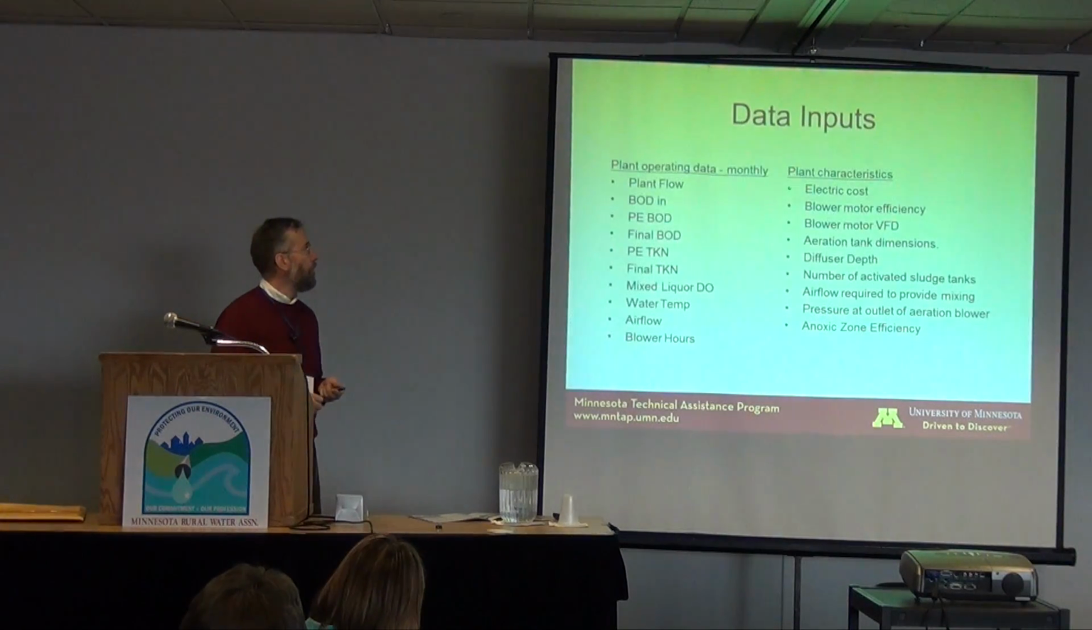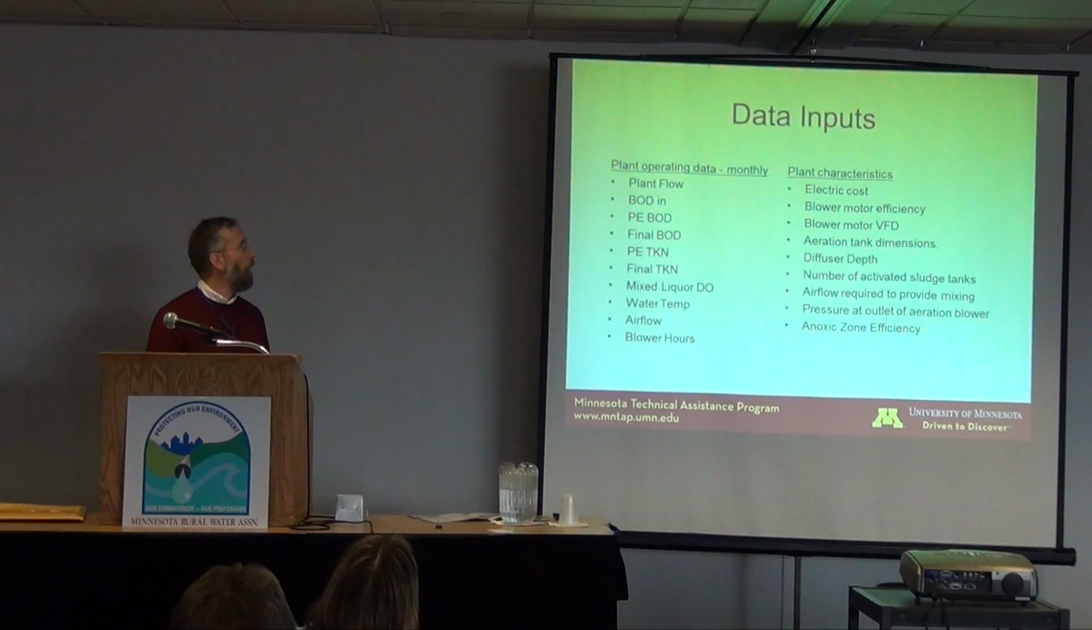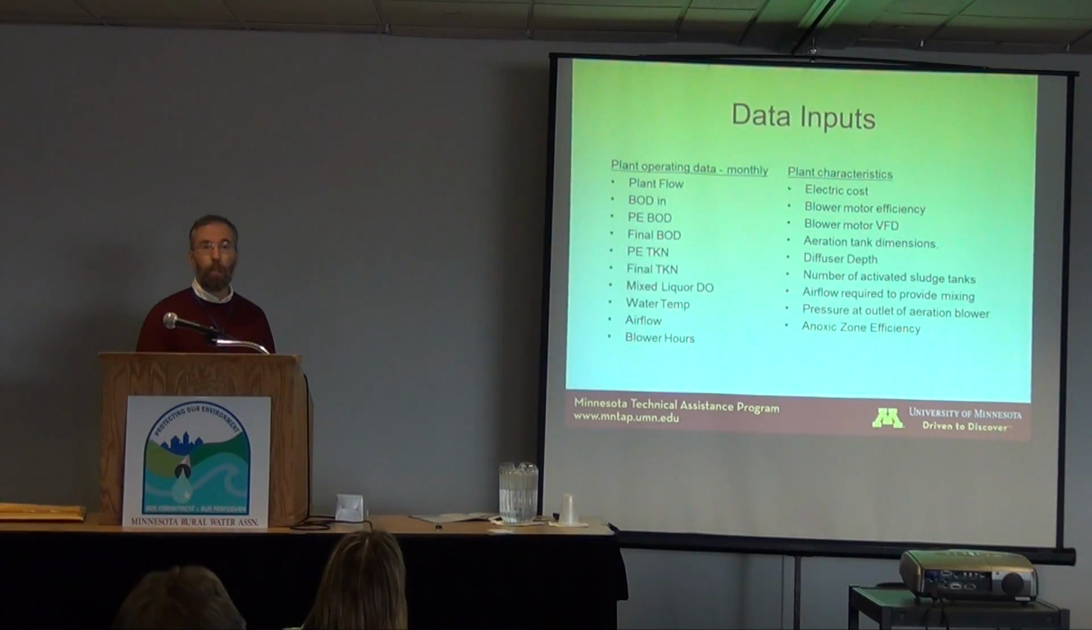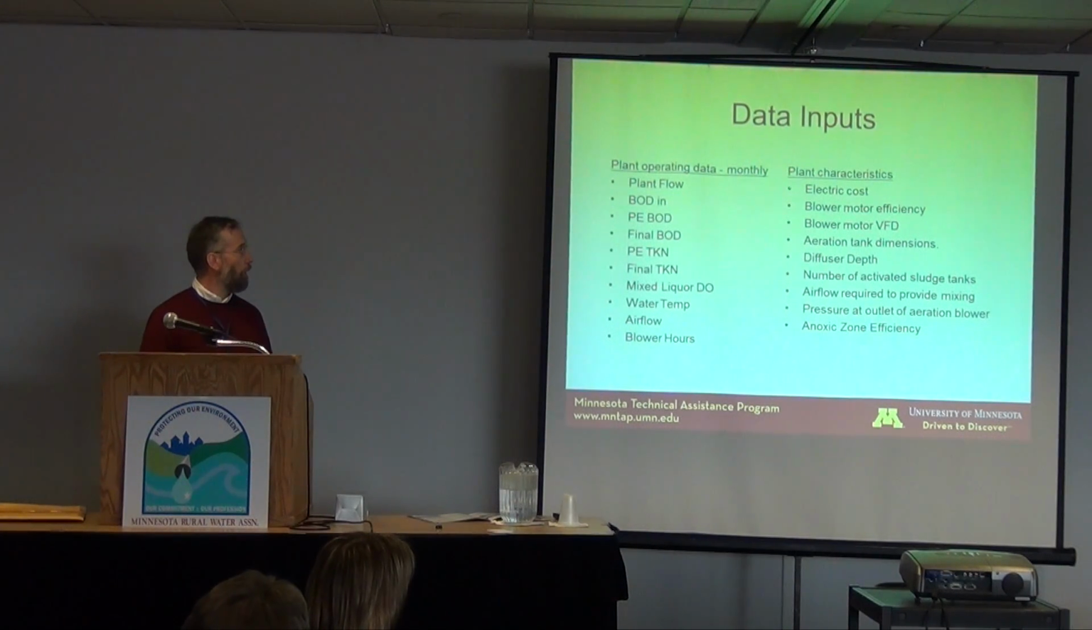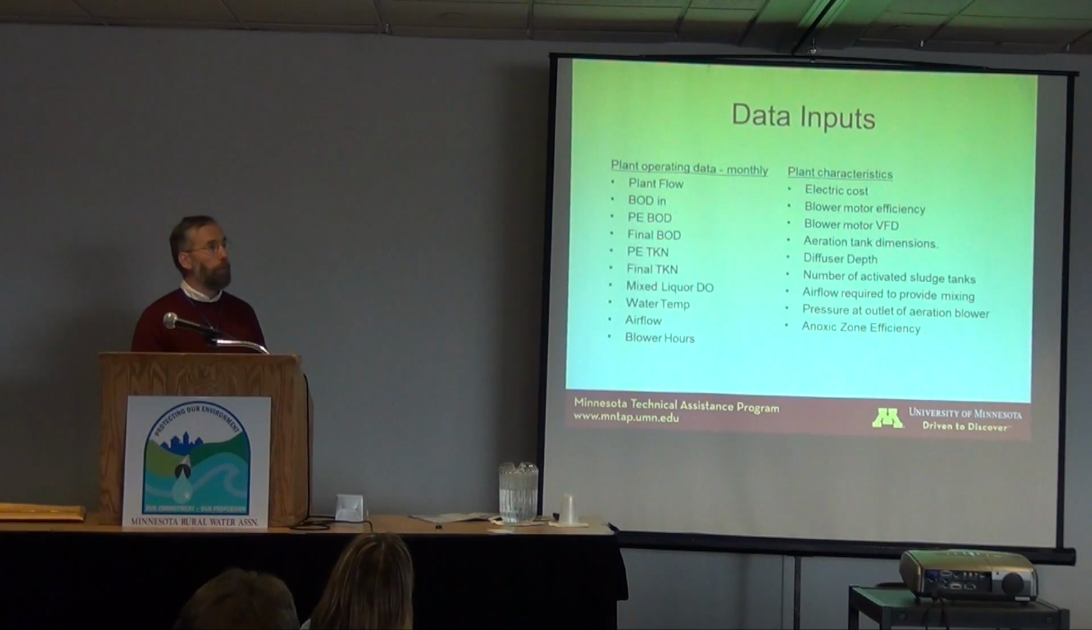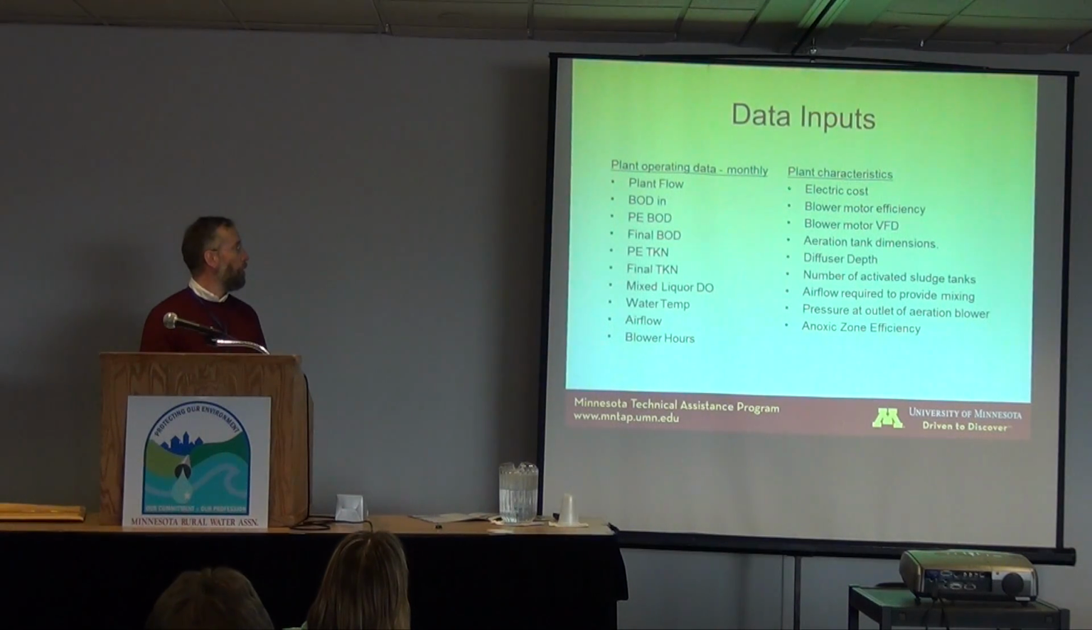Next. The kinds of data inputs. It calculates essentially monthly air requirements, or that's the way it's set up. You can do more than that if you want to put more work in and modify it. But things like the plant flow, the BOD load, nitrogen load or ammonia load, what are the DO levels that you have in your plant at different times of the year, what's the water temp, and then what's the airflow now and blower hours to create a baseline.